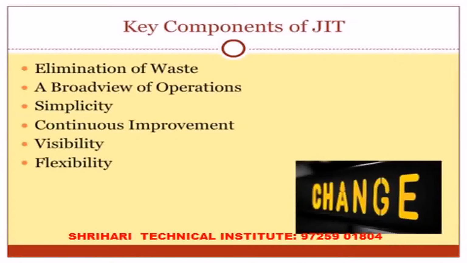Okay, let's talk about the key components of JIT. The key components are elimination of waste. Waste adds unnecessary cost to a business. Types of waste are time, energy, space, or any activity that does not add value to the product. Examples would be a production line waiting on parts, a material handler moving the same parts numerous times, and a person walking across the plant to find a container or tool. This is all wasted time, wasted motion.